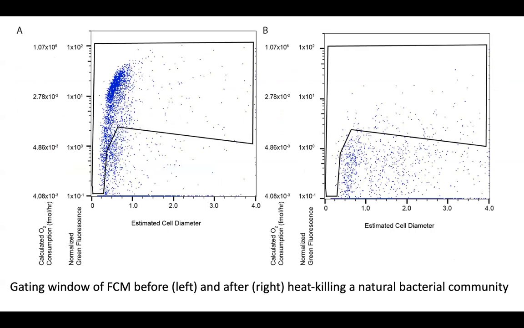The left-hand panel here shows you the gating window in the flow cytometry on live samples, and on the right-hand panel a control, a heat-killed community. And you see heat killing before you add the RedoxSensorGreen really kills the microbes, so there are no respiring microbes, while on the left-hand side you see these respiring microbes here.